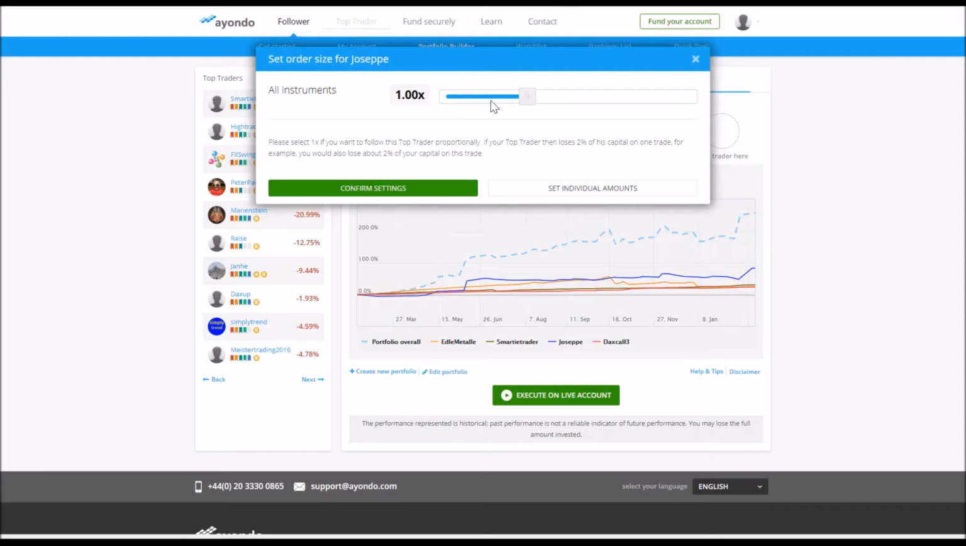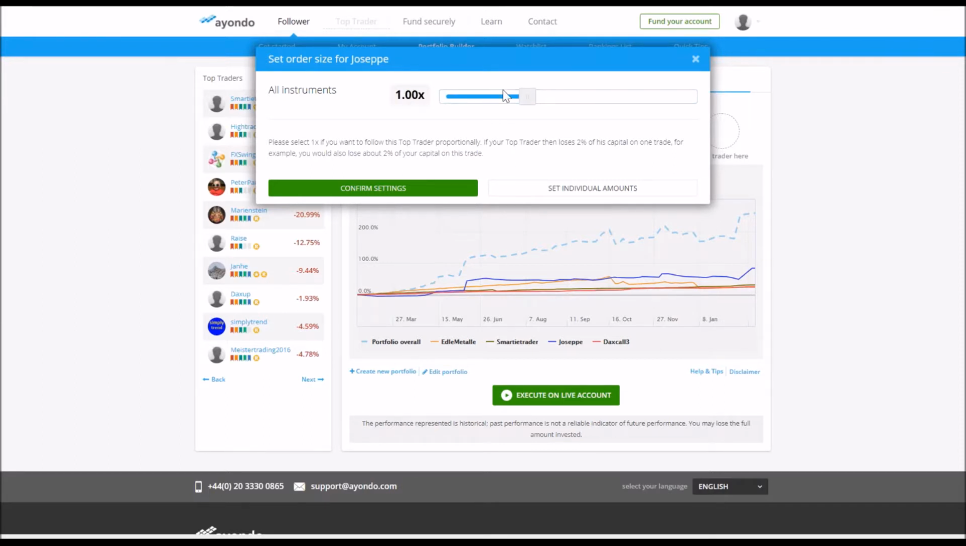But what I can do is dial it up or down. So if I'm massively confident in Giuseppe, I can say, actually, do the trade on my account at 3 times the percentage risk this person has done it at. Or if I'm a little bit cautious, I can knock it down to a quarter. So if Giuseppe does a trade on his account that risks losing 1% of his account value, on my account it will be done in this example at 0.25% of my account value. So I can really mess around with the risk.